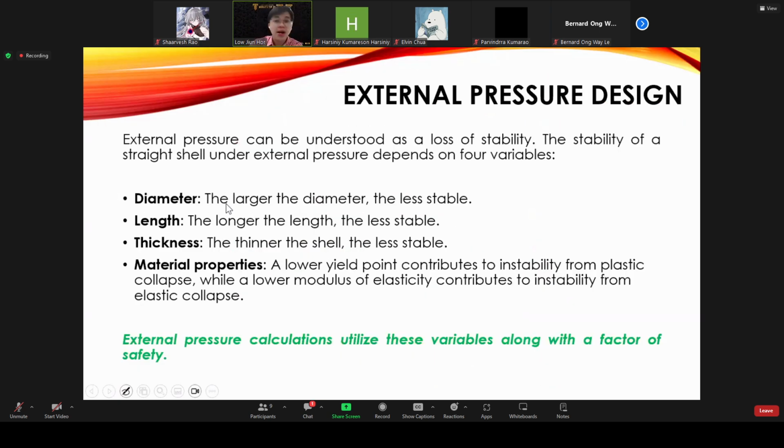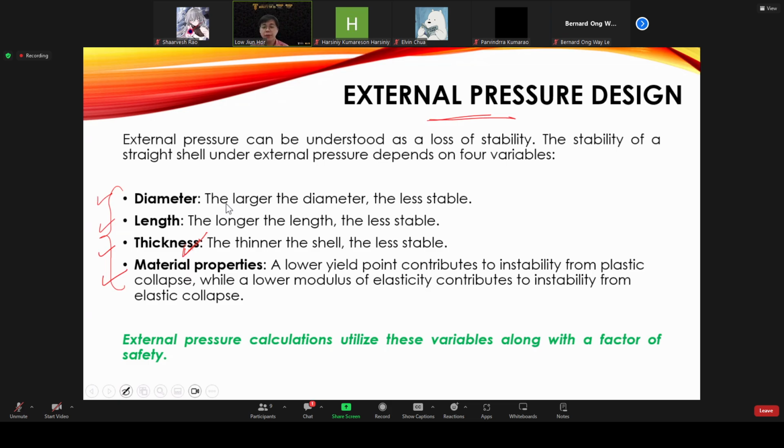So, okay, here are the variables that we need to consider when we try to design our pressure vessel for external pressure. So I repeat, if we want to design a pressure vessel and make sure it can be safely operated to withstand the external pressure, here are the four variables that we need to always consider in our design. The first one is the thickness. Of course, the bigger the thickness, the more stable the pressure vessel. This one I explained already just now.